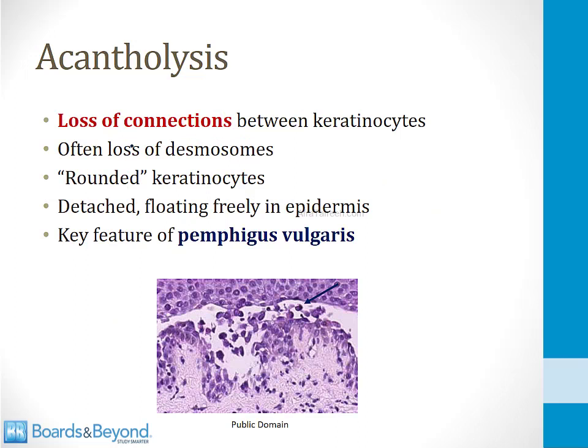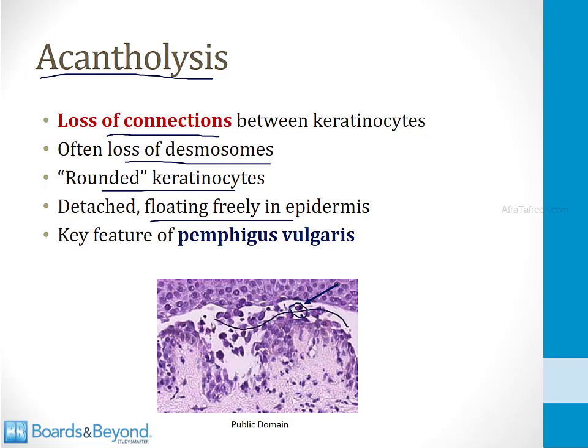Let's talk briefly about the pathologic process called acantholysis. This refers to a loss of connections between keratinocytes. Often it involves a loss or some damage to the desmosomes that link keratinocytes together. What you see histologically are rounded keratinocytes that are detached and freely floating within the epidermis. This is a picture of acantholysis on the screen here. You can see these rounded keratinocytes. They're freely floating, and they've created this space in the epidermis that can fill with fluid, and that's what can lead to blister formation. And it's very high yield to know that acantholysis is a hallmark feature of pemphigus vulgaris.